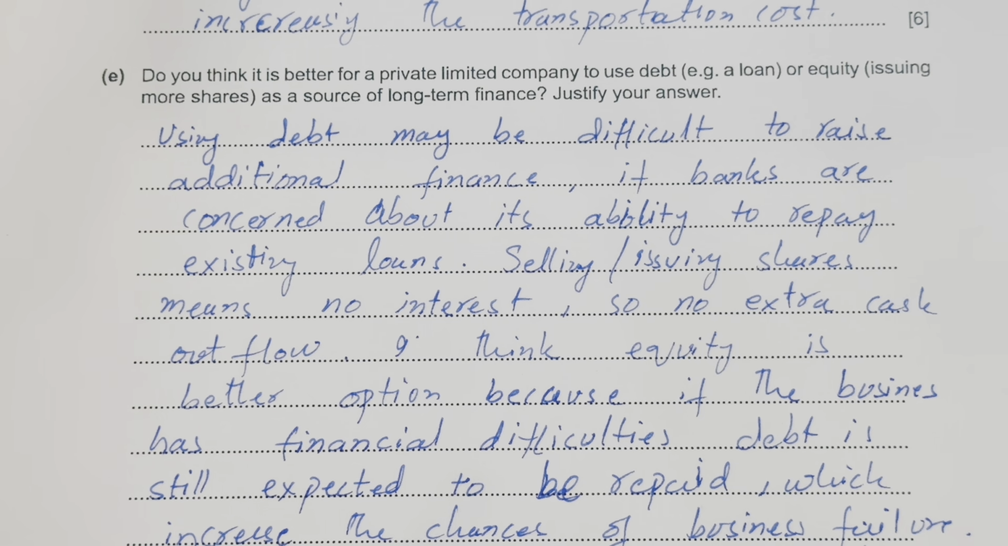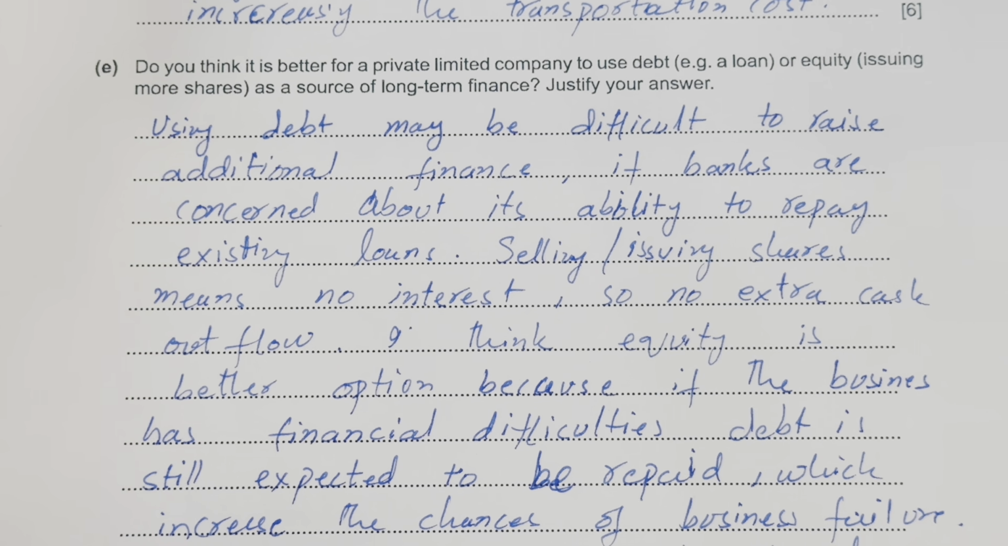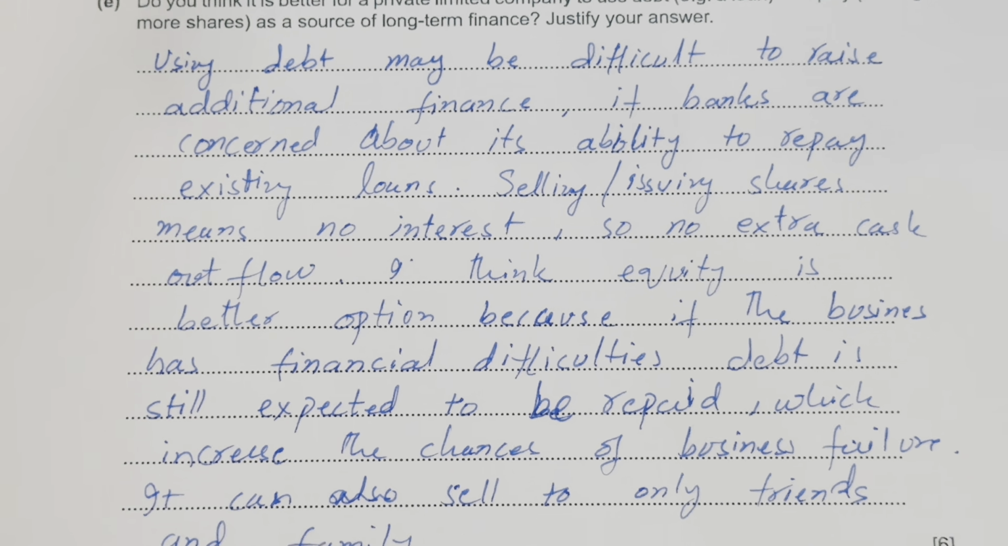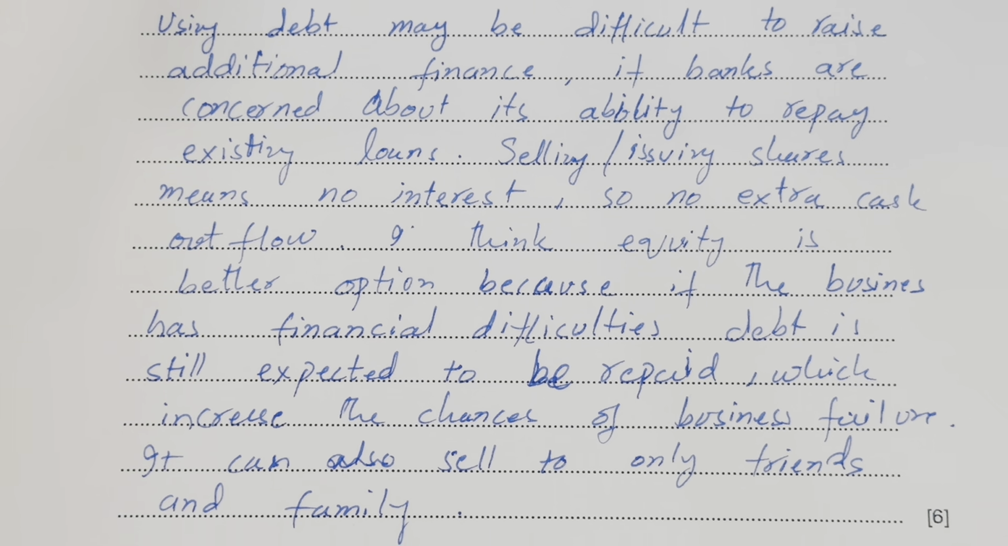So now I will read my answer. Using debt may be difficult to raise additional financing if banks are concerned about the ability to repay existing loans. Selling or issuing shares means no interest, so no extra cash outflow. I think equity is a better option, because if the business has financial difficulty, debt is still expected to be repaid, which increases the chances of business failure. It can sell to only friends and family. So you need to write these points.